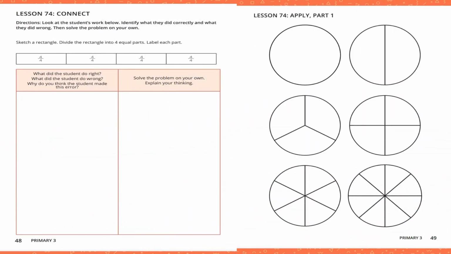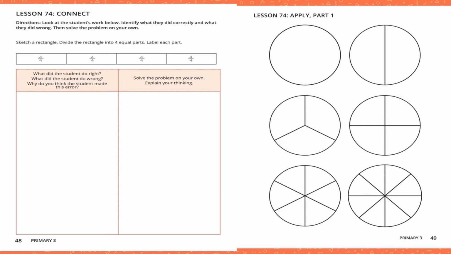Now let's start with lesson 74, the connect part. Here we have an error in solving this problem. The problem was: sketch a rectangle, divide the rectangle into 4 equal parts, and label each part. He wants me to divide this rectangle into 4 equal parts. And it's right. The student did it correctly. Here we have the rectangle which is divided into 4 equal parts, but he wants me to label each part.